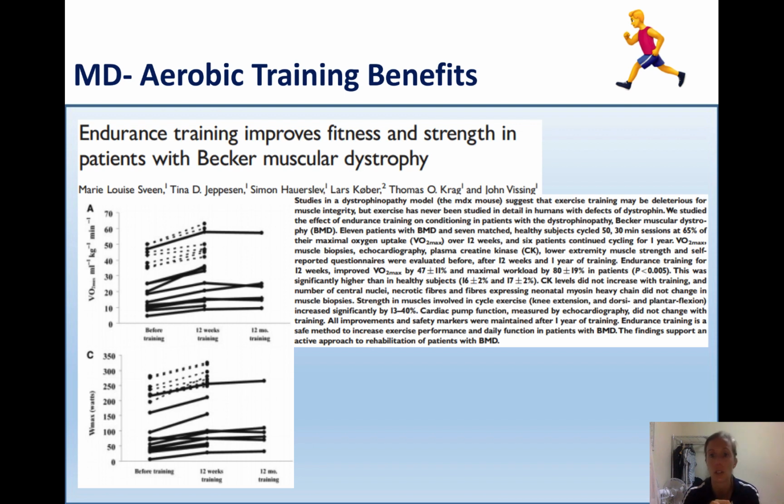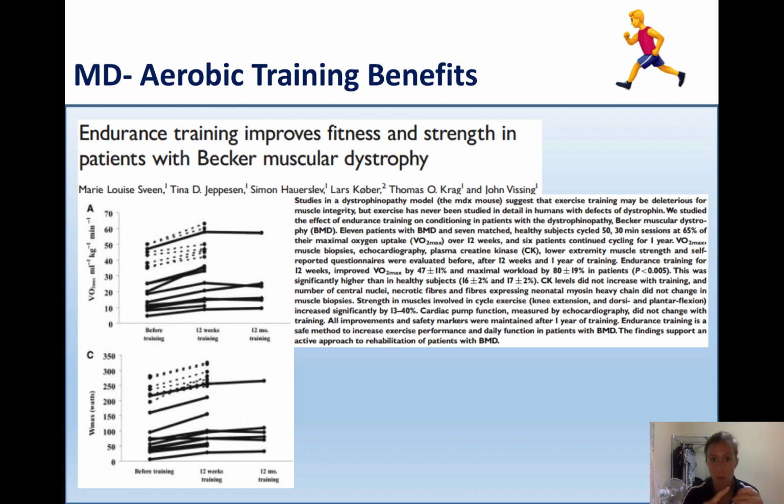What they found was endurance training for 12 weeks improved VO2 max by 47% on average, and maximal workload by 80% in patients. That was significantly higher than what was observed in healthy subjects, and that's pretty much expected when you're starting from a much lower base. You've got a lot more potential to see improvement. CK levels did not increase with training, so it's showing that there wasn't any significant muscle damage present.